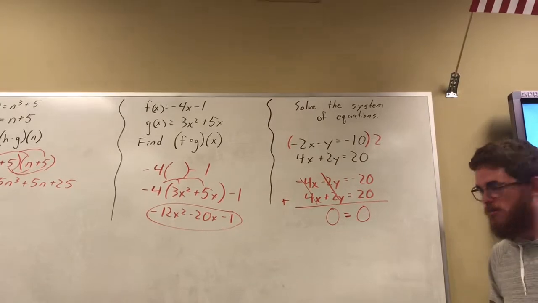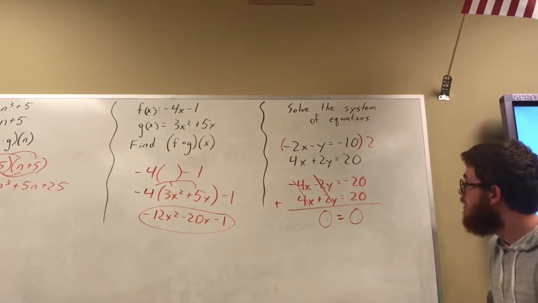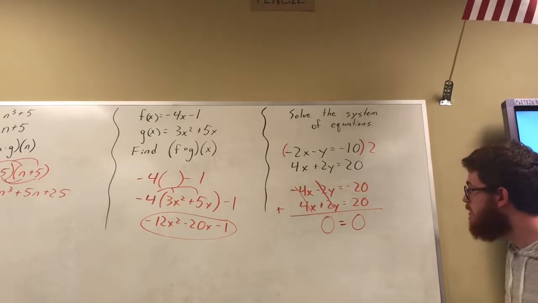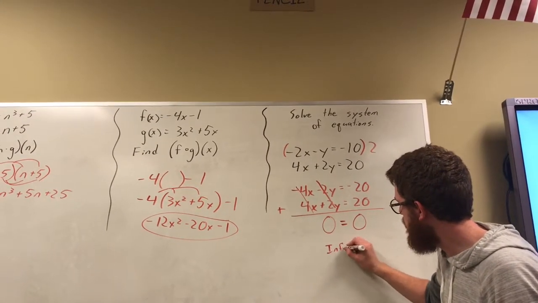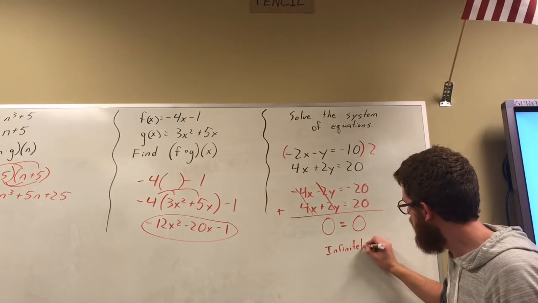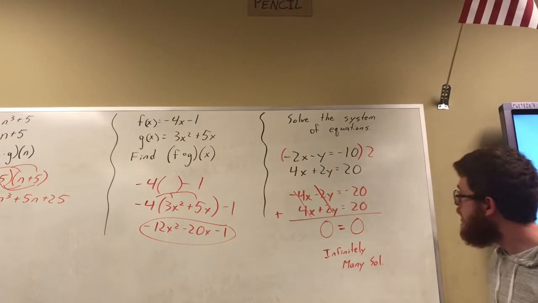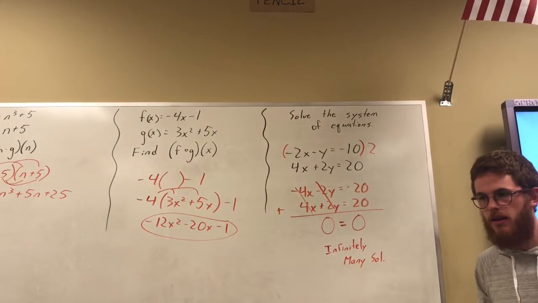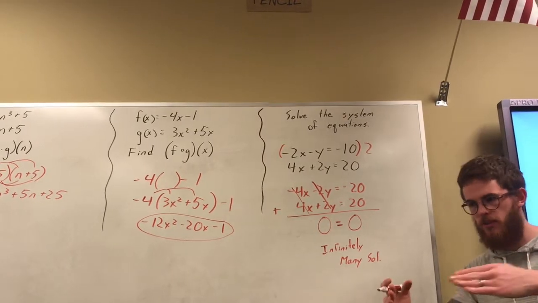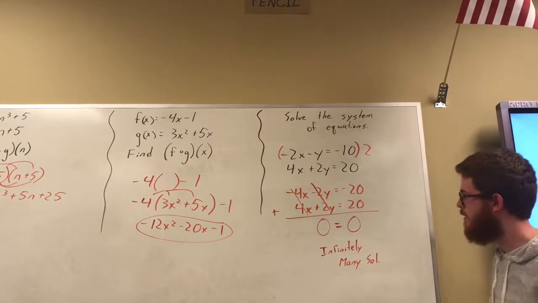Well, so in this situation, there's not just one point that satisfies both of these equations. There's infinitely many solutions. Meaning that both of these equations are actually the exact same line, and they're not two separate lines that are going to intersect at some point. They're the exact same line, and they're on top of each other.